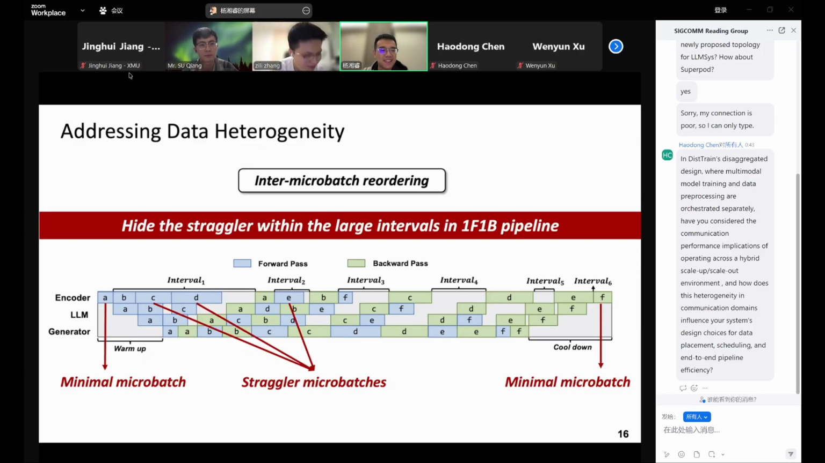We actually haven't run the experiment, so I can't give you the actual number. But roughly, in LLM training, the problem may not be so severe, but in multimodal training, the problem is very important. So we wrote a paper to solve it. Okay, thank you.